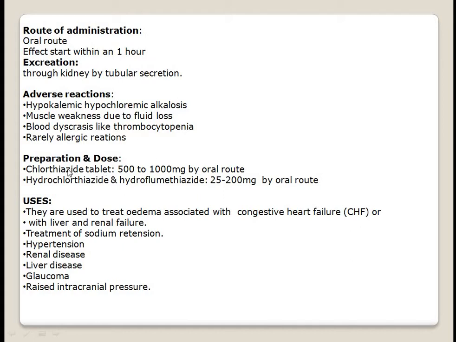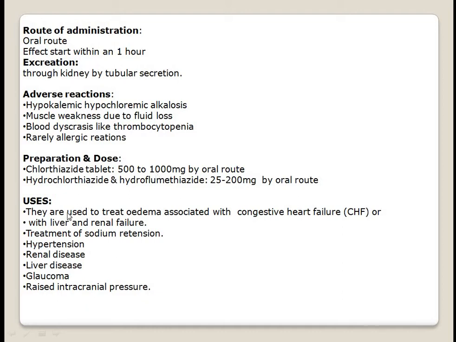Next, dosage: chlorthalidone tablet dose may be from 500 to 1000 mg by the oral route, whereas for hydrochlorothiazide and hydroflumethiazide the route of administration is oral only, but the dose is 25 to 200 mg.